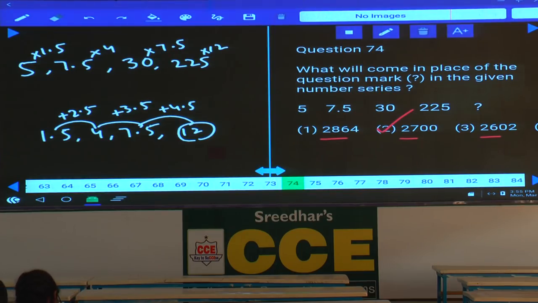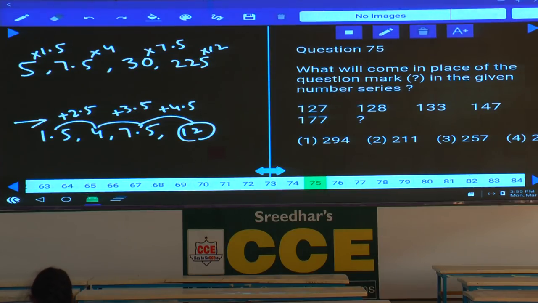The given numbers are multiplied with 1.5, 4, 7.5, and 12. Now the relation among these multiplications was given here. Differences between those numbers will be 2.5, 3.5, 4.5. And this is about question number 74.